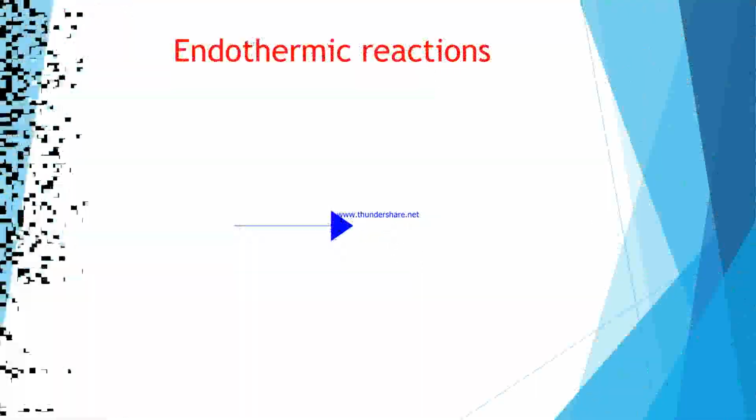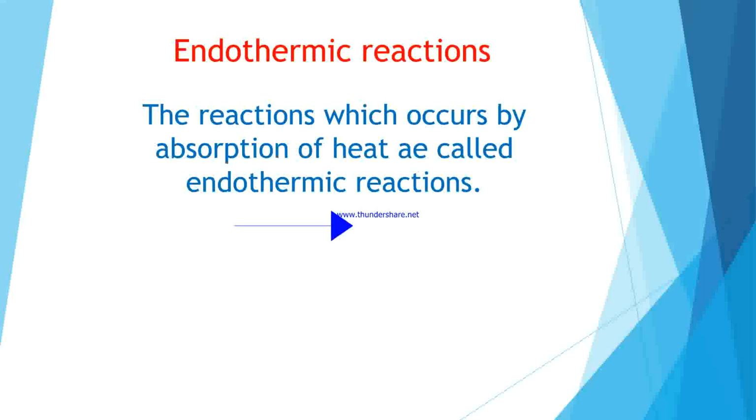The other one is endothermic reaction. What is an endothermic reaction? The reaction which occurs by absorption of heat is known as an endothermic reaction. The supportive equation is calcium carbonate. When it undergoes the chemical reaction, it results in the formation of calcium oxide and carbon dioxide. So here the absorption of heat takes place.